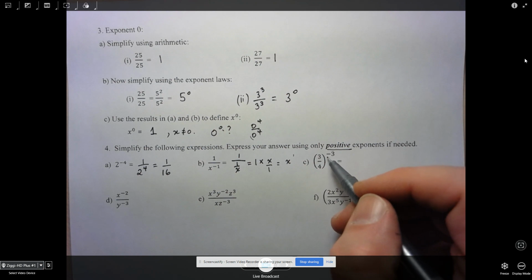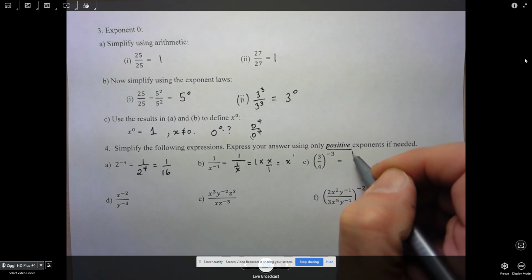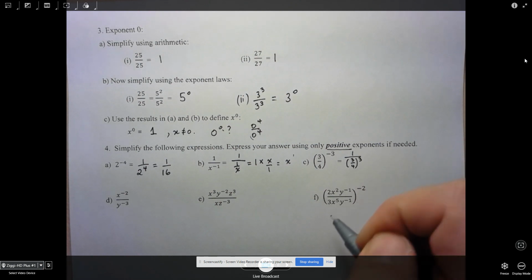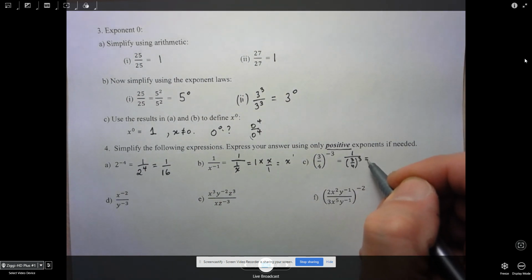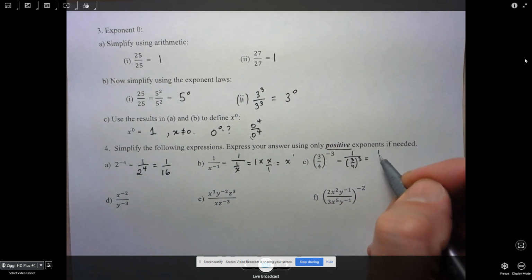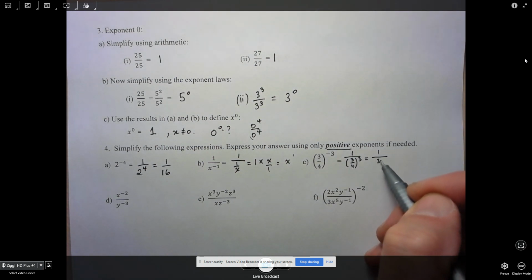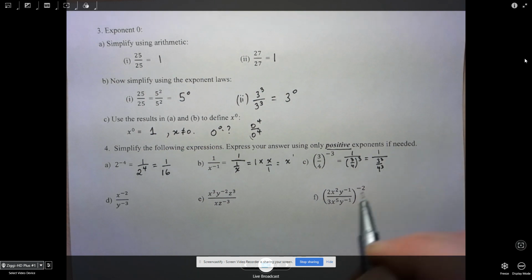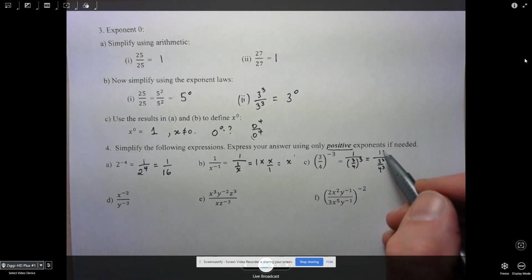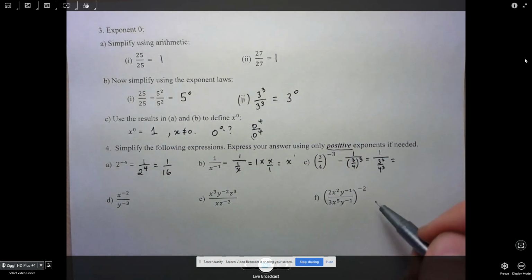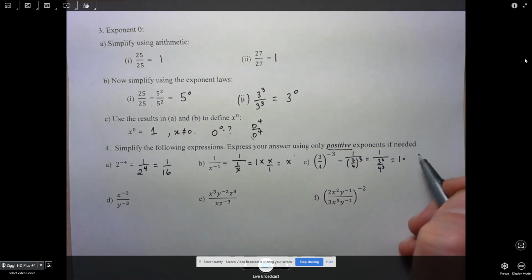Well, what does the negative do to the exponent? Well, it just takes 1 over 3/4 to the cube. Okay, but what is 1 over 3/4 cubed? Well, it's 1 over, remember what we saw, we can distribute this exponent. So this is just going to be 3 cubed over 4 cubed. Okay, but again, what are we doing? We're dividing a fraction. So that's the same as multiplying the reciprocal. So that's like 1 times 4 cubed over 3 cubed.